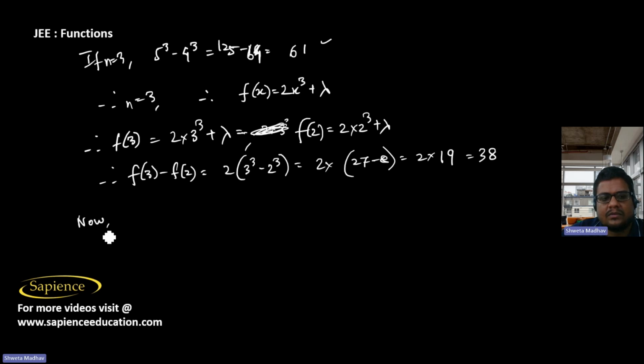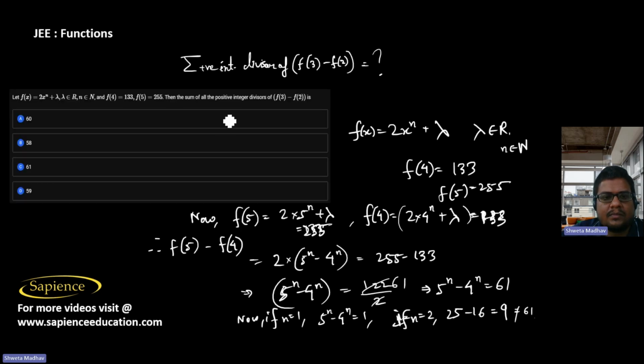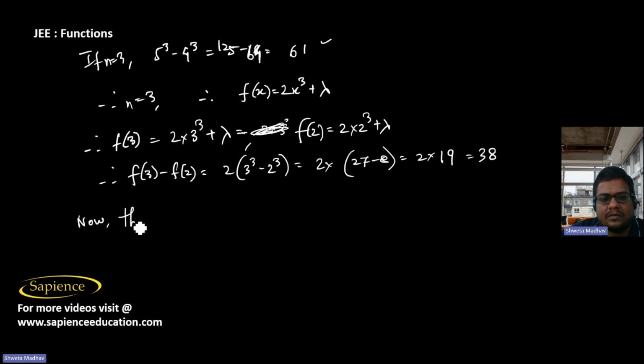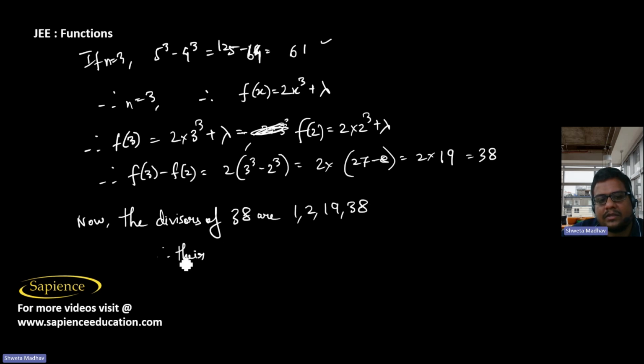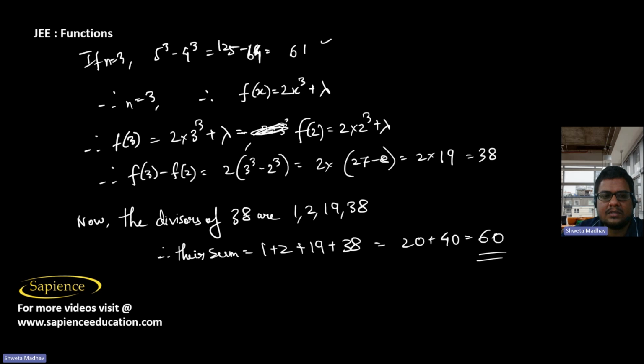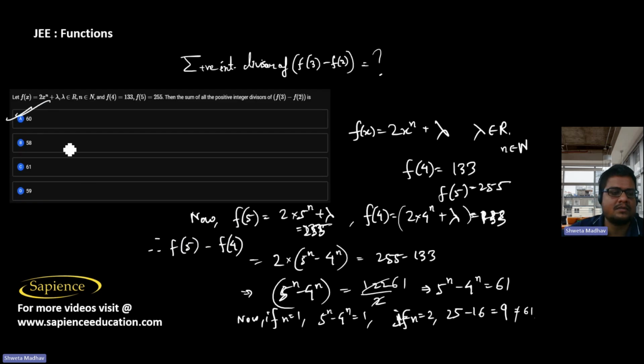Now therefore we have to find the sum of the positive integer divisors. So the divisors of 38 are 1, 2, 19 and 38. Their sum we have to find out. That will be equal to 1 plus 2 plus 19 plus 38. So 1 plus 19 is 20, 2 plus 38 is 40, 40 plus 20 is equal to 60. So 60 is the answer. So option A is the correct answer.